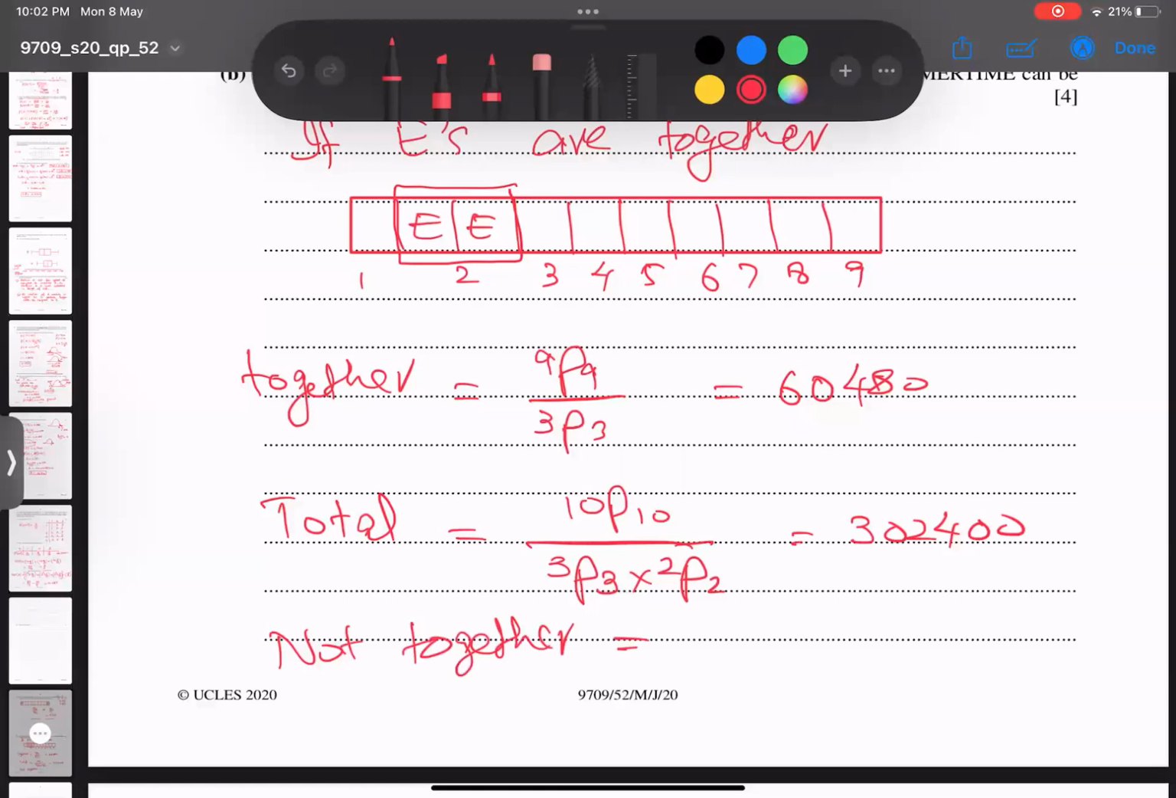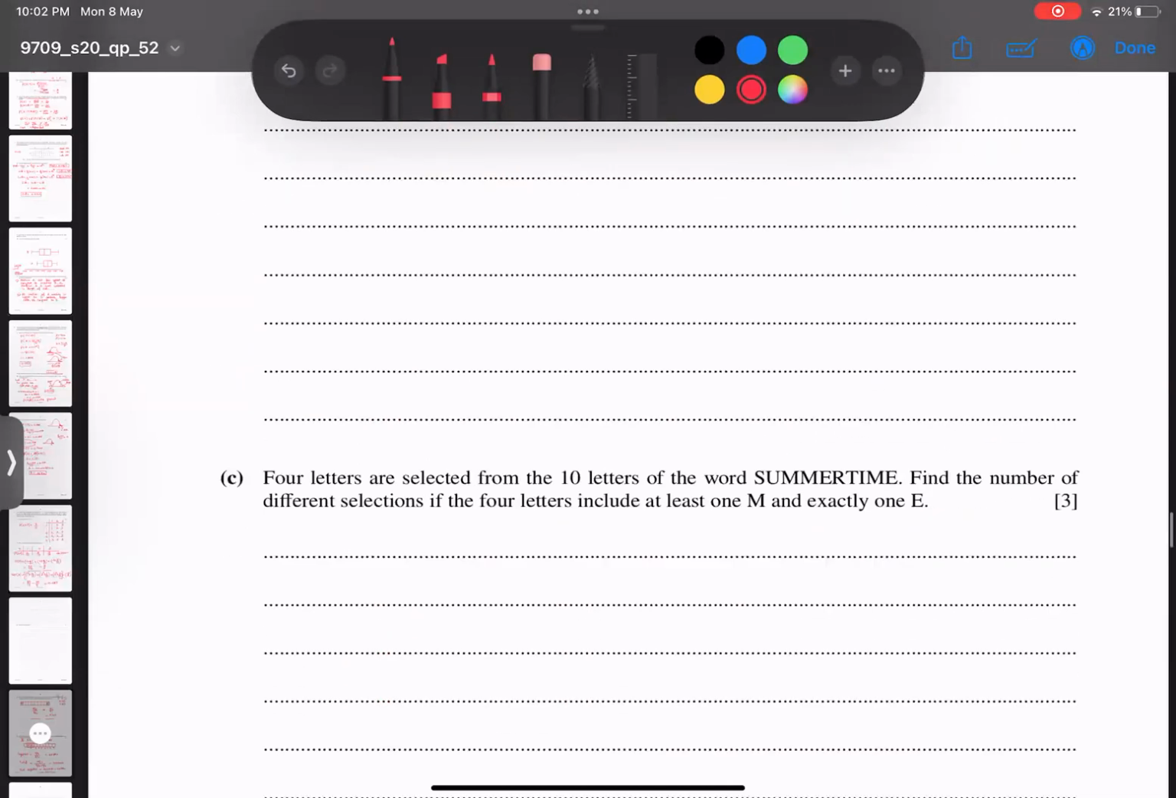So subtract 302400 minus 60480. And if I type it in the calculator, my answer is 241920. So I hope the concept is clear.